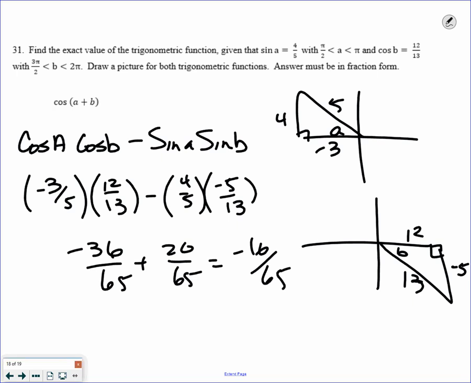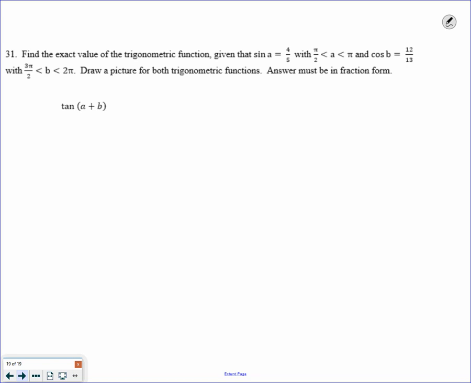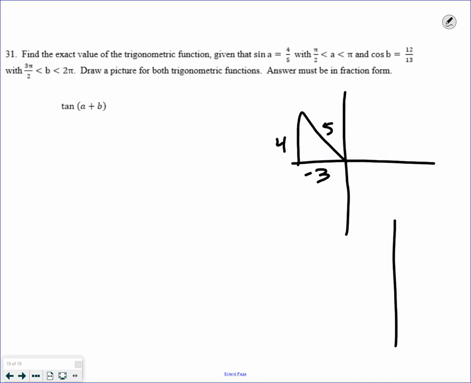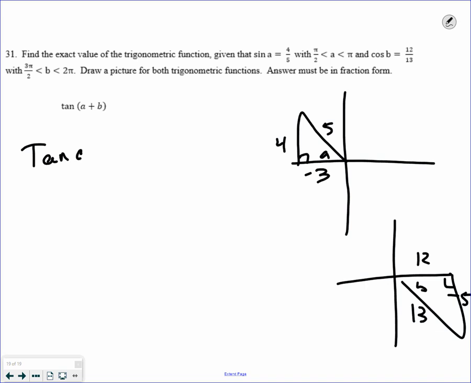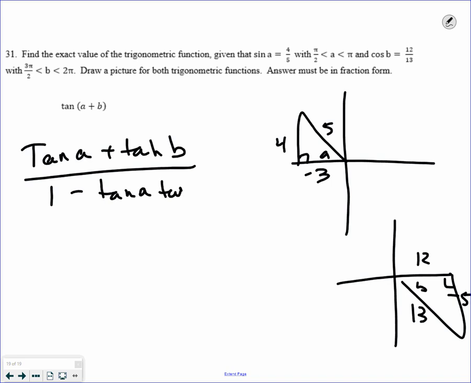Last one. It's a tangent question. You actually have the same direction. So the pictures that you just had previously are here again. So same directions. I'm going to redraw those two pictures that I just had. This one was A, this one was B. Tangent is the most complicated of the formulas. Tangent A plus tangent B over 1 minus tangent A, tangent B.